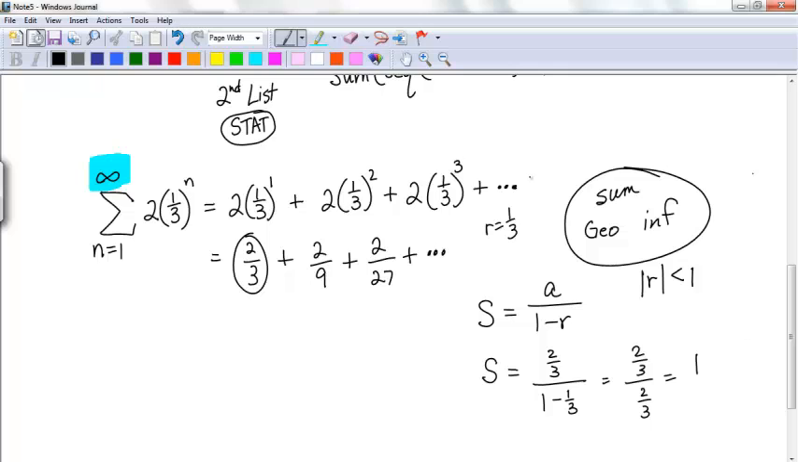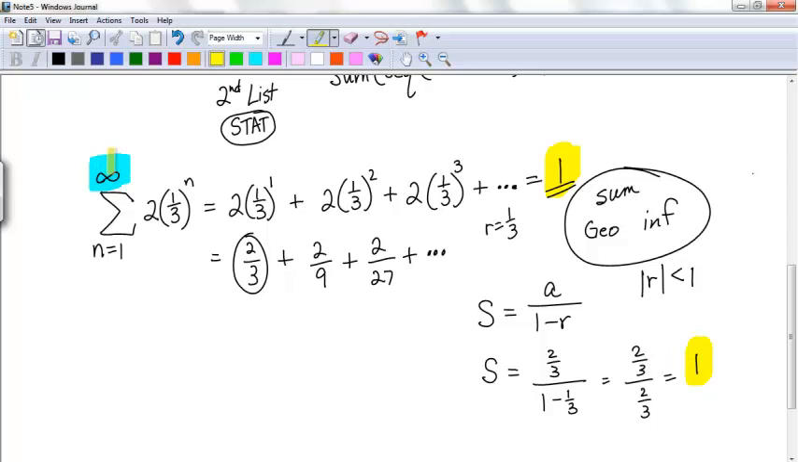So the sum of this whole thing, I guess I don't need that dot dot. I need the dot dot dot. Don't need the plus. The sum is 1. Okay, final answer is 1.